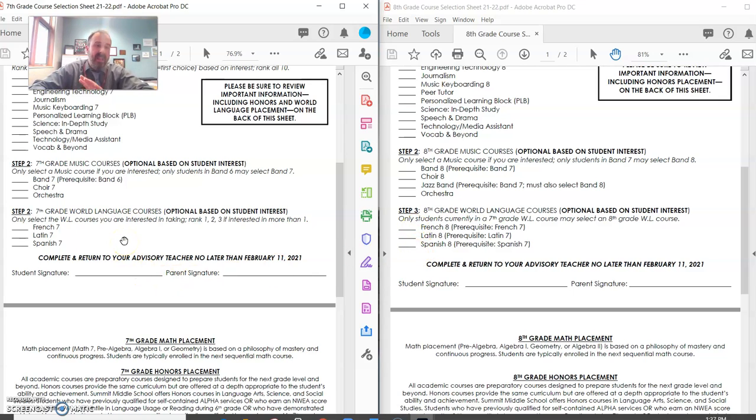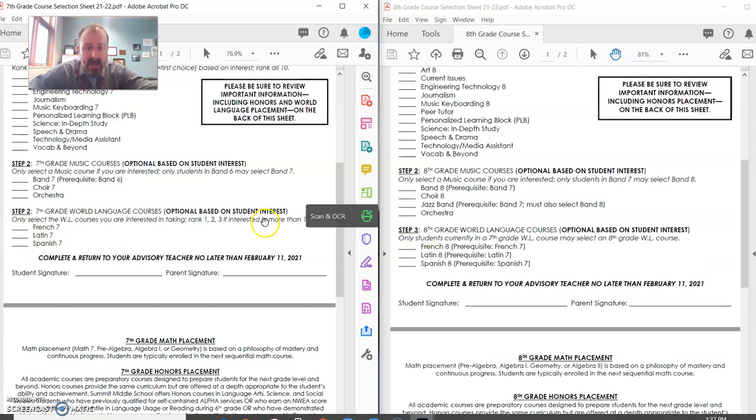Now, if you're a student and you're like, I do not want to take a world language next year whatsoever, I just don't think I'm ready for it, for whatever reason, you're just going to leave those blank and you're not going to complete step 3, okay?